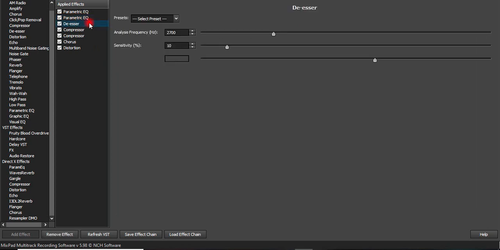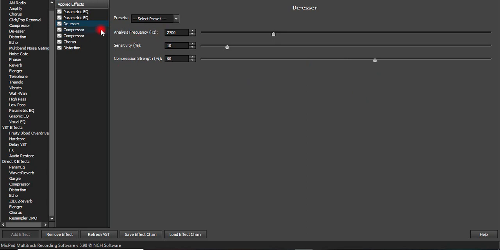Then I use my deesser. The deesser is very simple. I just put my deesser, then I set my frequency around 2710. My sensitivity is on 10. My compression strength is on 60. Then I put it exactly like this.